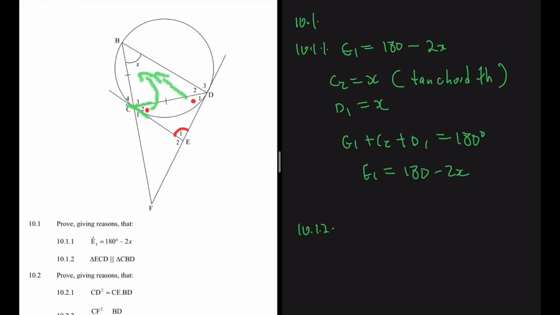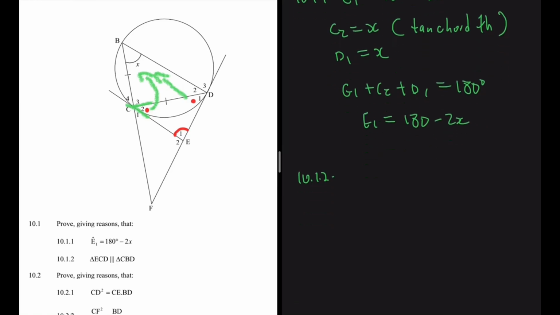Proving that angle E1 is equal to 180 minus 2x doesn't give us any other keyword. So we're supposed to answer 10.1.2 using the tangent again, because that's the only keyword we have. We're supposed to prove that triangle ECD is similar to triangle CBD. So let's look at these triangles on our sketch.